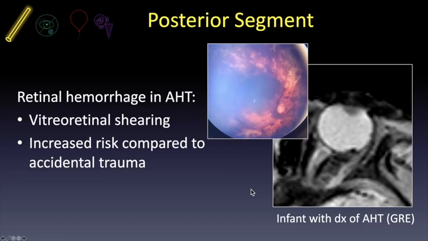A special category of traumatic hemorrhage is retinal hemorrhage, which is associated with abusive head trauma in pediatric patients. This results from shearing of the vitreous from the retina due to a shaking mechanism. Gradient echo MR image in an infant with abusive head trauma shows foci of susceptibility corresponding to retinal hemorrhages which were seen on ophthalmoscopic examination.